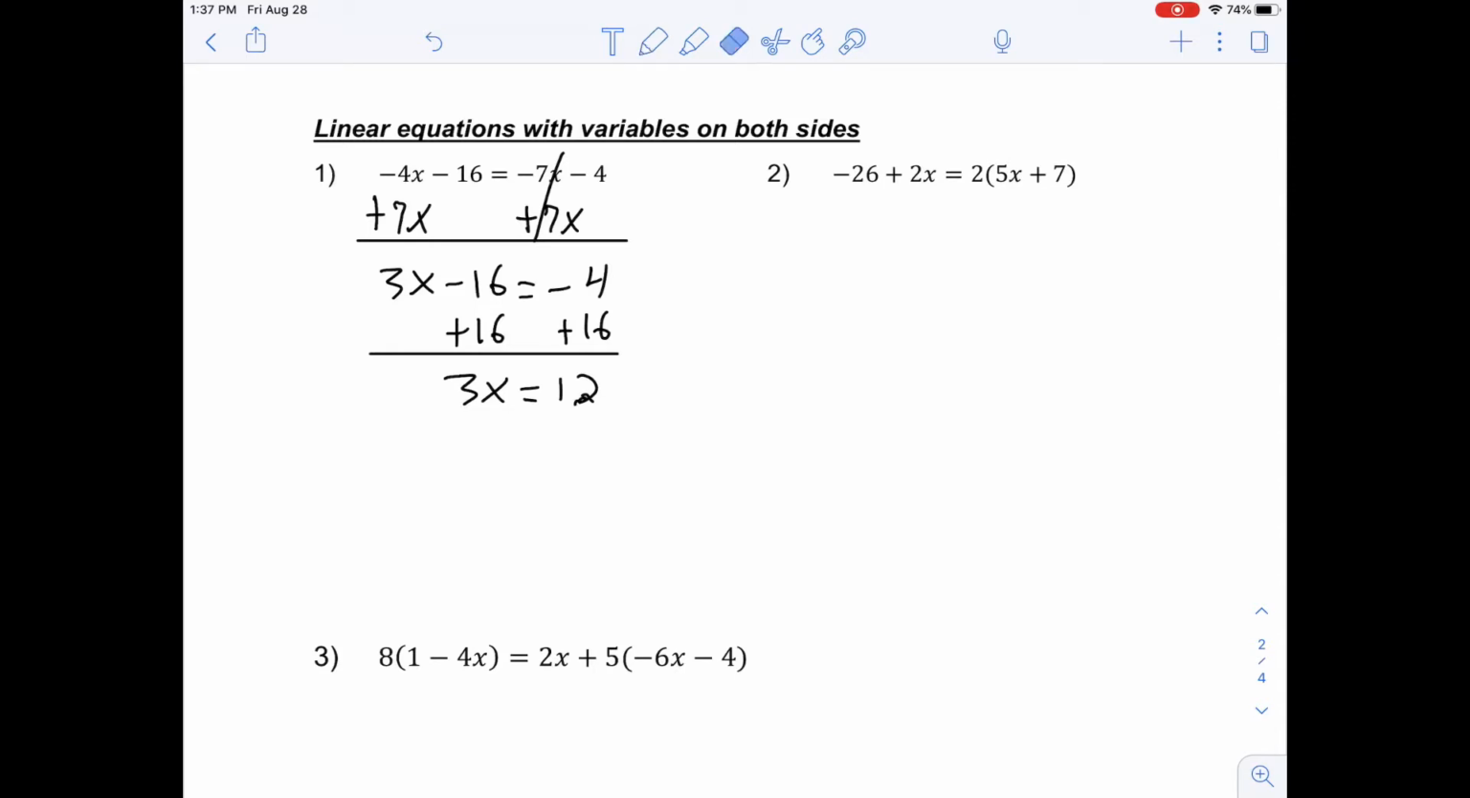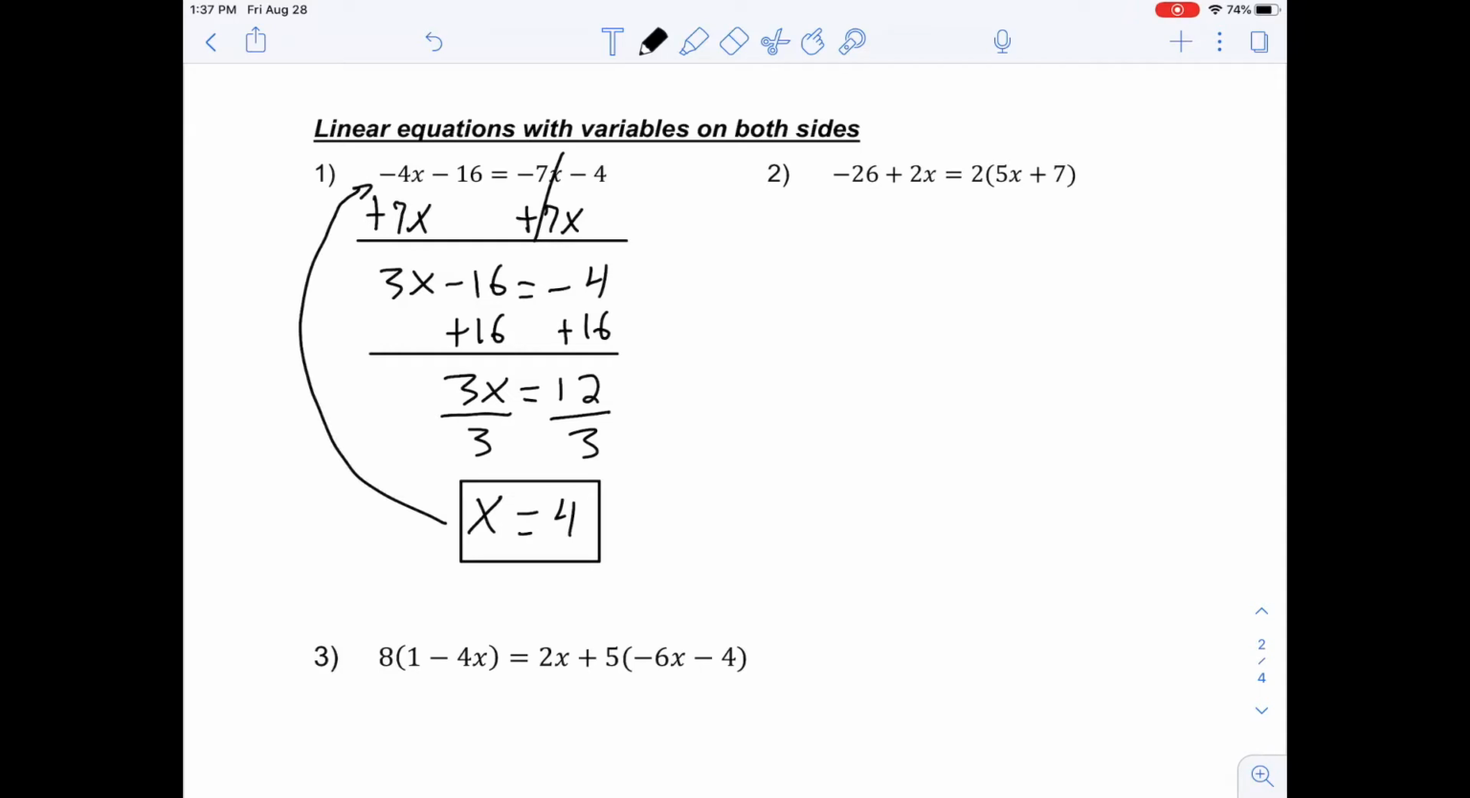And then I can go ahead and, let me just clean that up a little bit. Then I can go ahead and divide both sides by 3 because 3x means 3 times x, and the opposite is division. So that would be x is equal to 4. Now again, you can check this by taking the 4 and plugging it into all of the x's in the equation and making sure the left side equals the right side. Again, for this video, I'm not going to do that, but that's how you could check if you needed to.